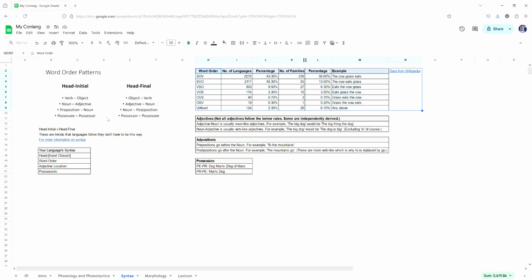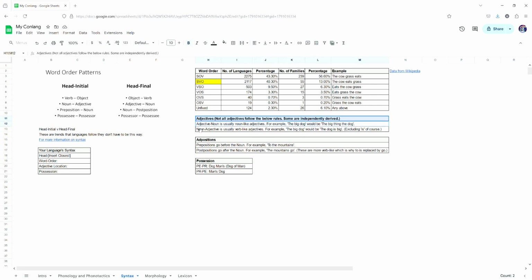First off, we'll choose our word order. This data represents statistics from real-world languages. Subject, object, verb is the most popular, but English is subject, verb, object. If you want something closer to a Romance or Germanic language, I suggest picking that one. I've decided to go with SVO and continue along the head initial path.